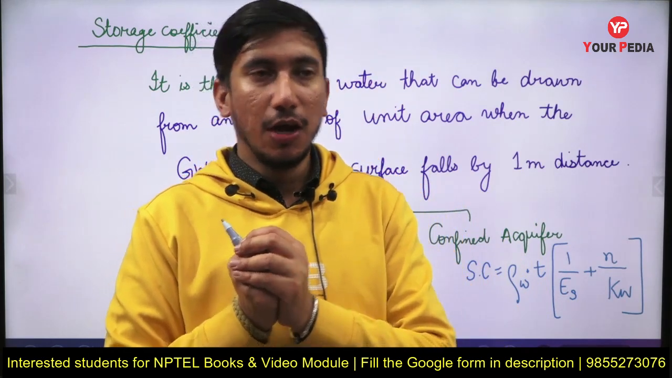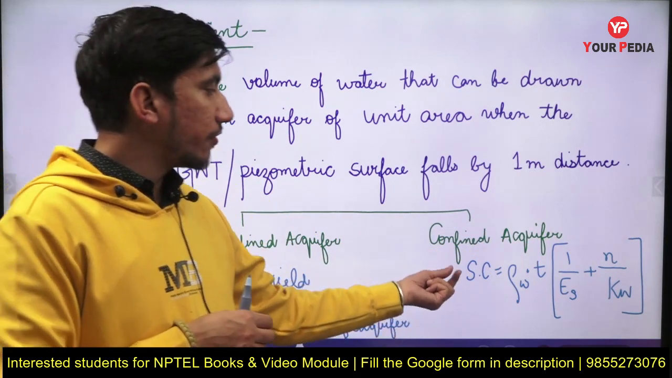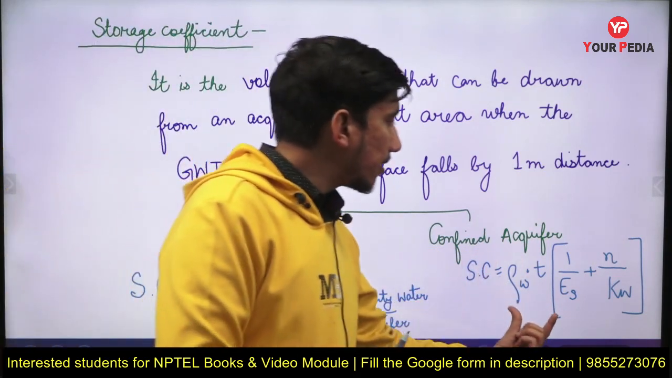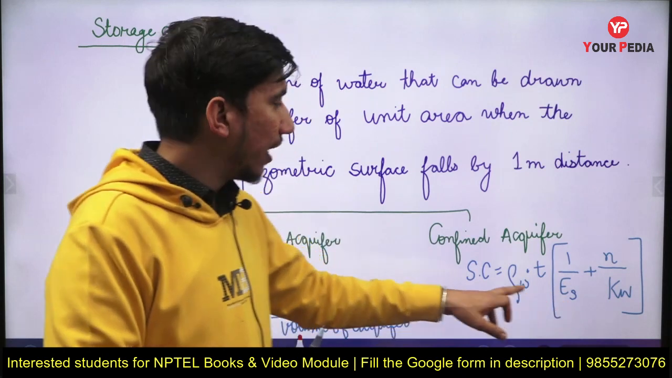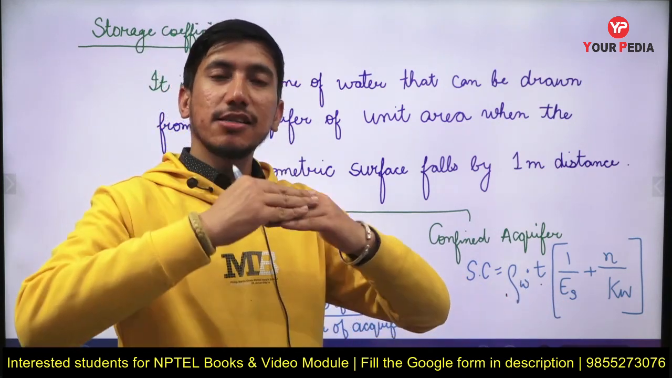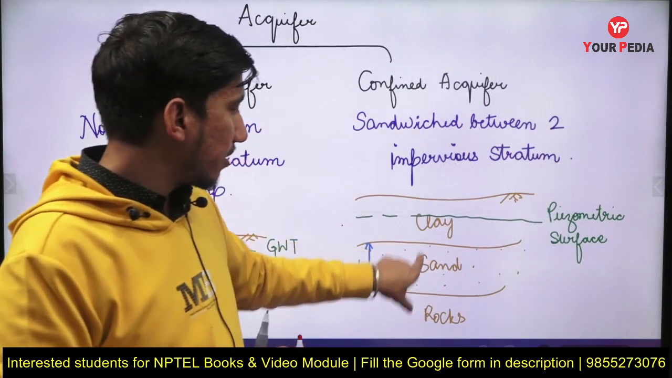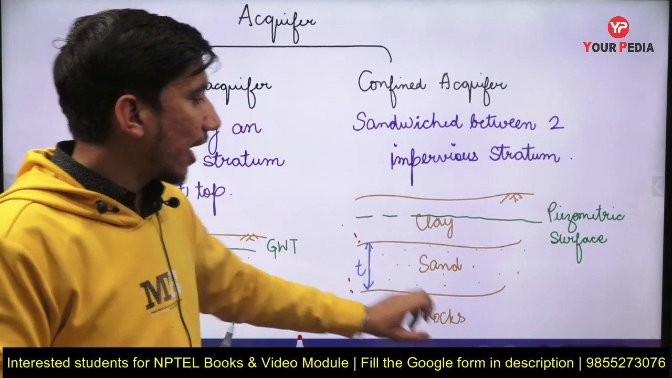particular aquifer. Okay, next is your confined aquifer की case में specific storage coefficient का क्या formula हो जाएगा? This is the formula in case of your confined aquifer. Here this is the density of water. This is the thickness of the aquifer. So thickness is the thickness of the confined aquifer जो कि हम लोगों ने represent किया था. But this is the T, thickness of the aquifer.